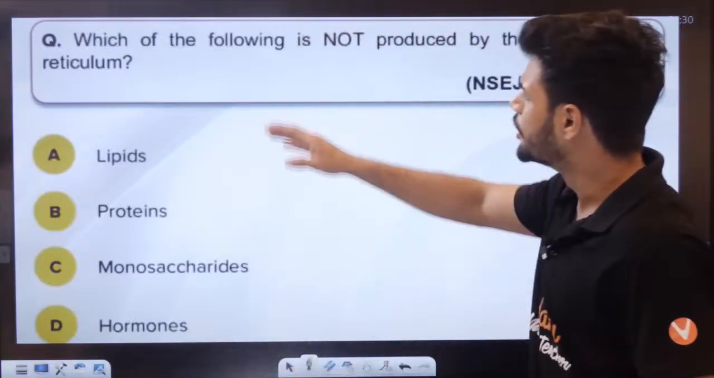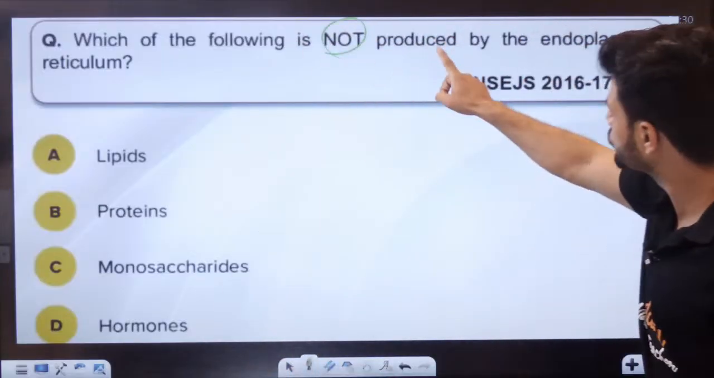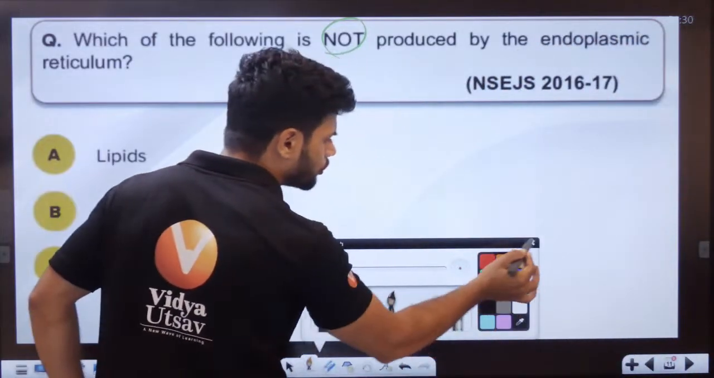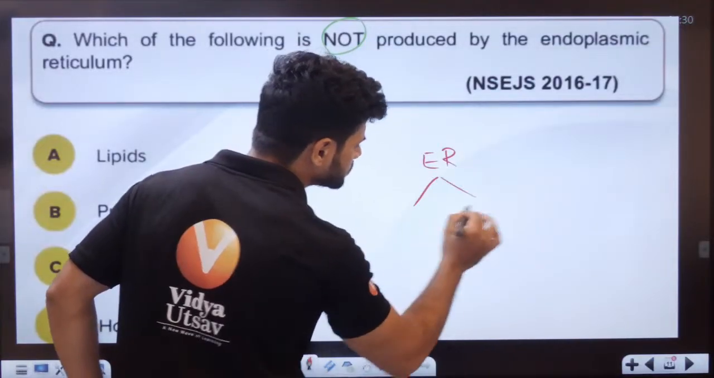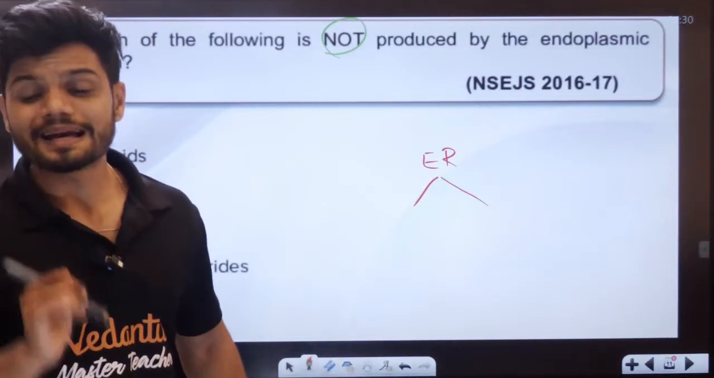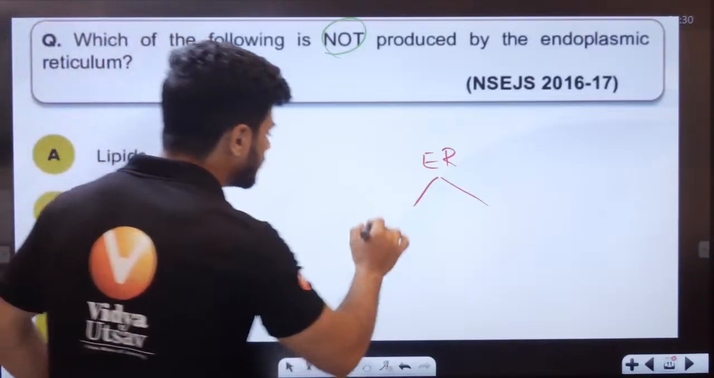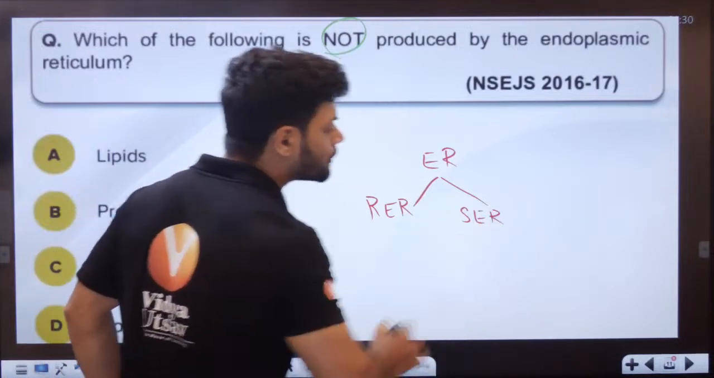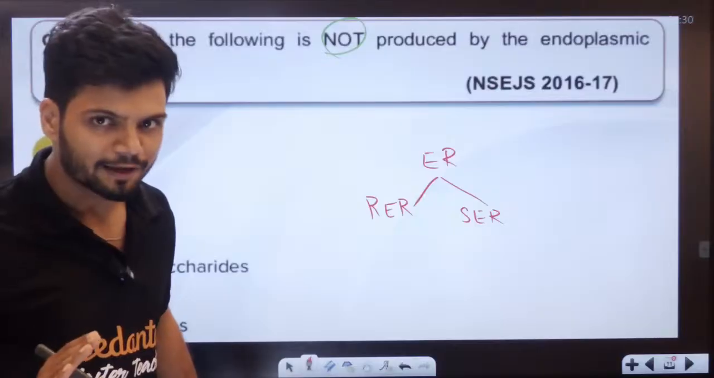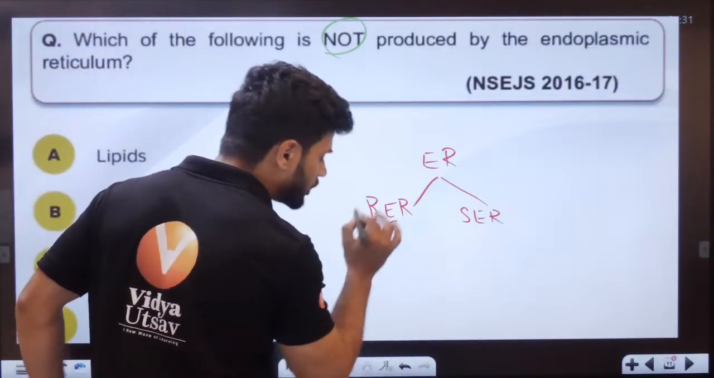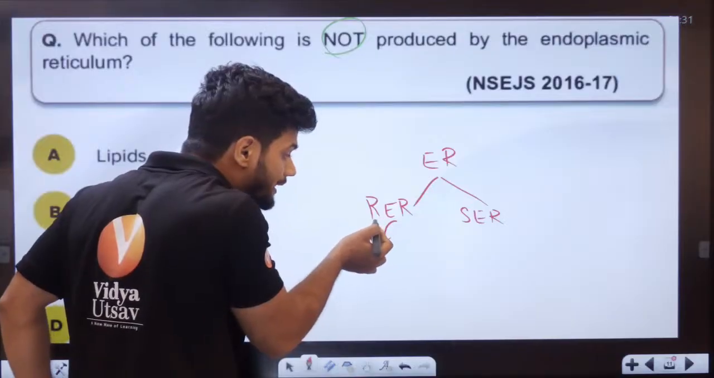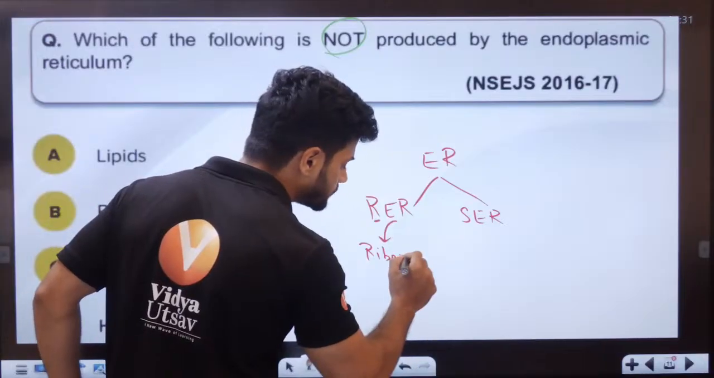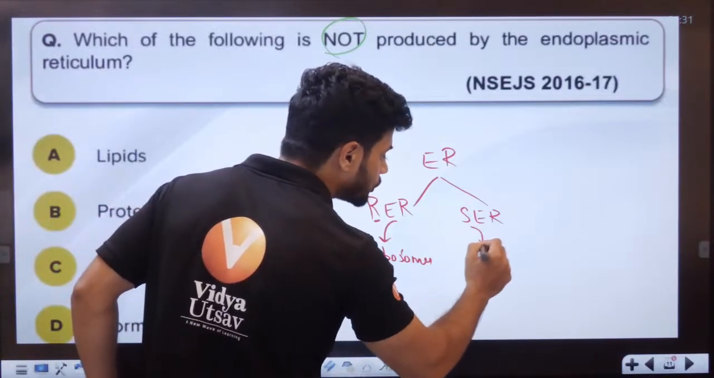Okay? Now, which of the following is not produced by the endoplasmic reticulum? Students, all of you should know. ER is of how many types? Students? ER is how many types? We have RER, rough endoplasmic reticulum, and SER, smooth endoplasmic reticulum. The rough endoplasmic reticulum is called rough because of ribosomes. It is called smooth because there are no ribosomes.